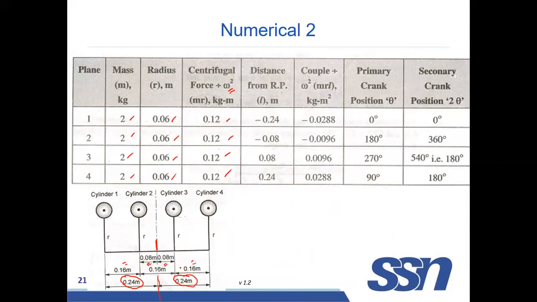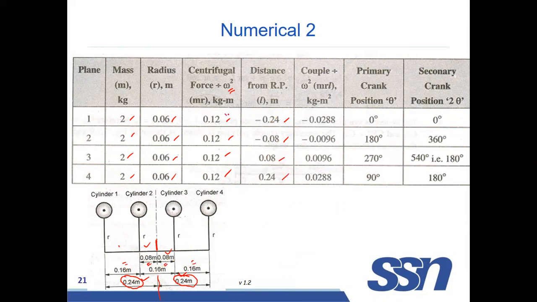So these are all the L1, L2, L3 values. But this value is minus and this value is minus, and this value and this value are plus, because they are on the right side. Now you put in the values. For 1 it is minus 0.24. For 2 it is minus 0.08. For 3 and 4 it is a positive value.